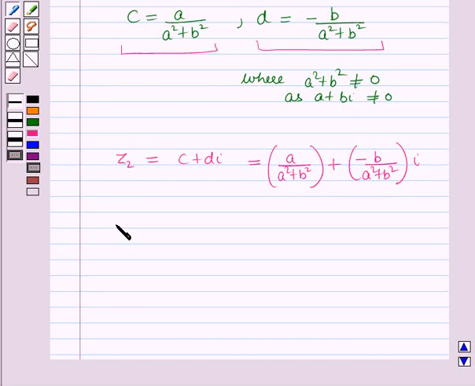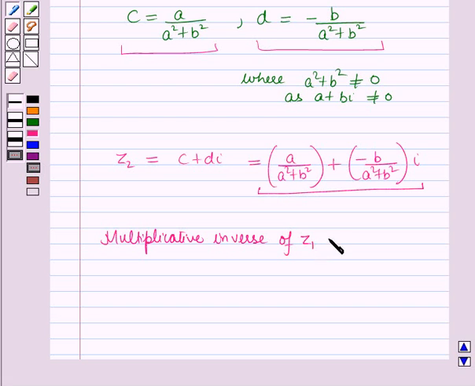Thus we can say that for a non-zero complex number Z1, which is equal to A plus B iota, there exists a complex number Z2, which is equal to C plus D iota, and we have obtained the value of Z2, and this is known as the multiplicative inverse of Z1. And the multiplicative inverse of Z1, which is equal to Z2, is denoted by Z1 inverse or 1 over Z1.